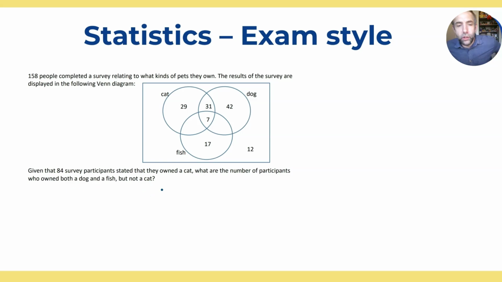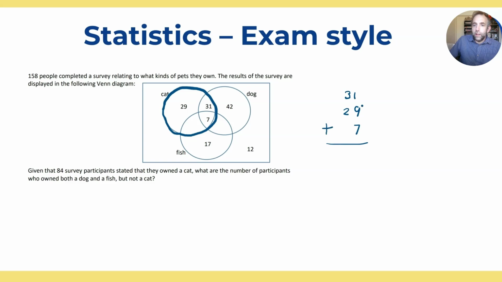I have to admit, I've chosen a trickier Venn diagram question. So if I circle this set, to use the fancy terminology, everything in this set needs to add up to 84. So at the moment, we've got 31, the people who own a cat and a dog. We have 29, those people own a cat only. And we have 7, these people own a cat, dog, and a fish.